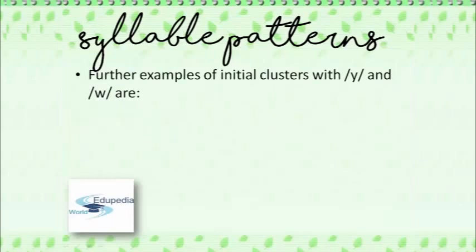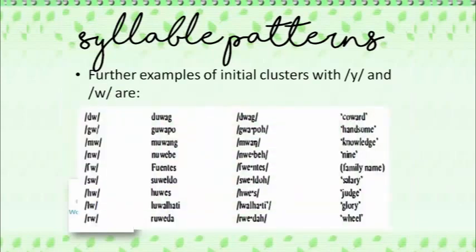Furthermore, examples of initial clusters with Y and W, we have duwag, coward, guapo, handsome, nueve, nine, fuentes, family surname, sueldo, salary, juez, judge, lualhati, glory, rueda, wheel.